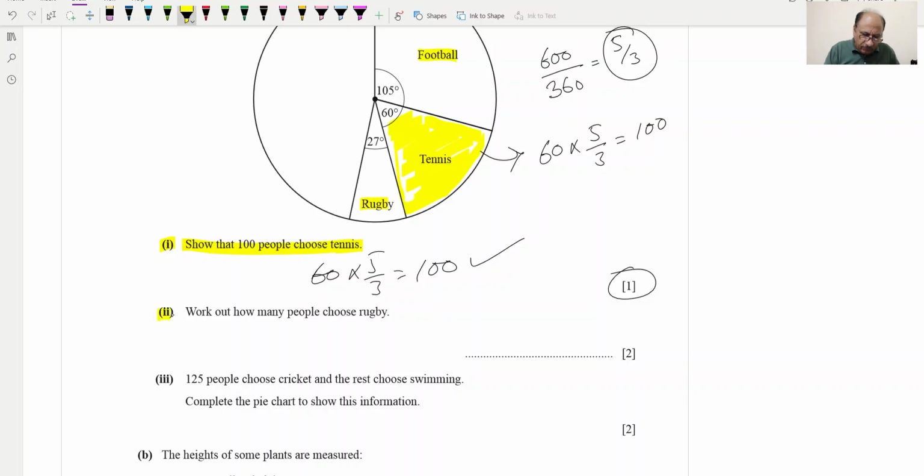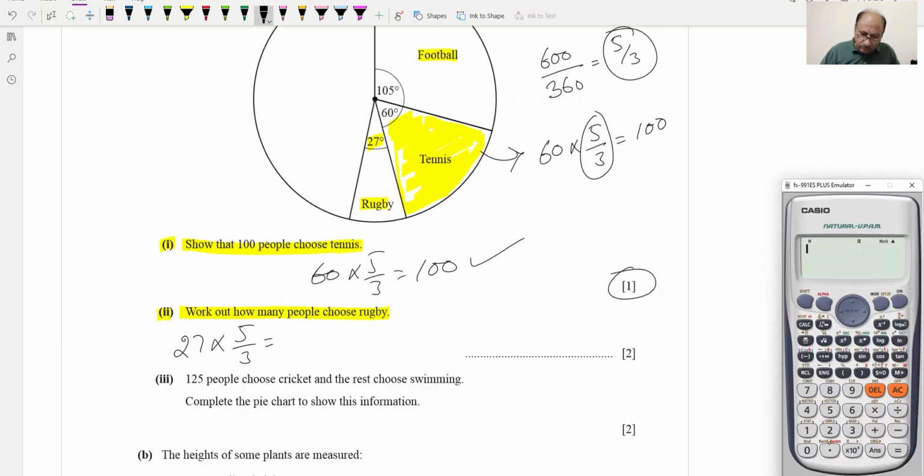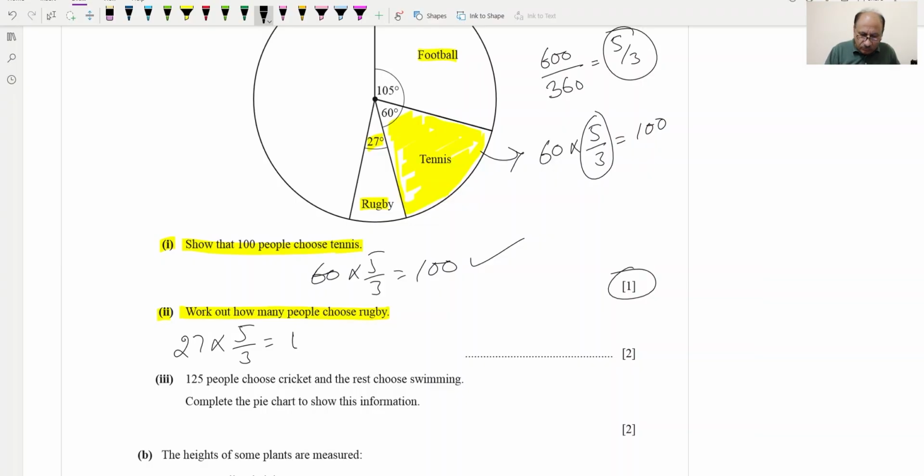Second part, work out how many people choose rugby. So rugby is 27 degrees in the pie chart. So it will be 27 multiplied by the same 5 by 3 that we will use. 27 multiplied by 5 over 3 gives us 45. So 45 will be the answer for this one. It is 2 marks.